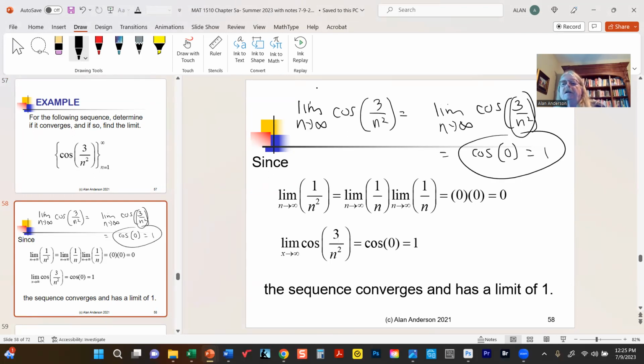The thing is, I couldn't move the 3 outside here because it's the cosine of 3 over n squared. So in other words, this has to stay intact as a single ratio. And so if the limit of 1 over n squared is 0, it stands to reason that the limit of 3 over n squared is also 0. So here instead it's cosine of 0, and so we end up with 1, as the graph shows us.